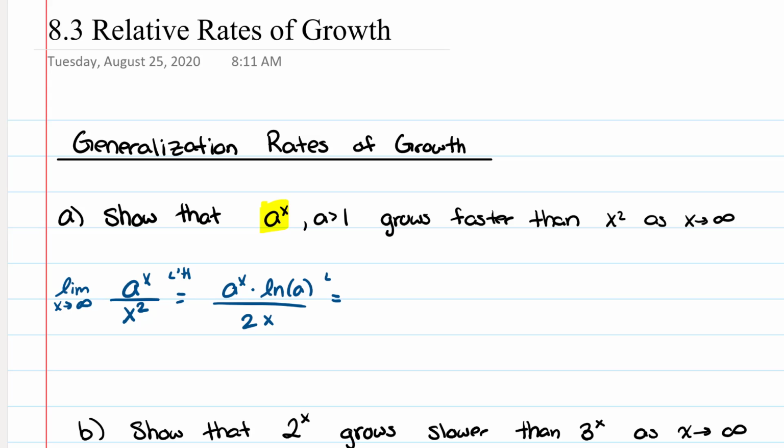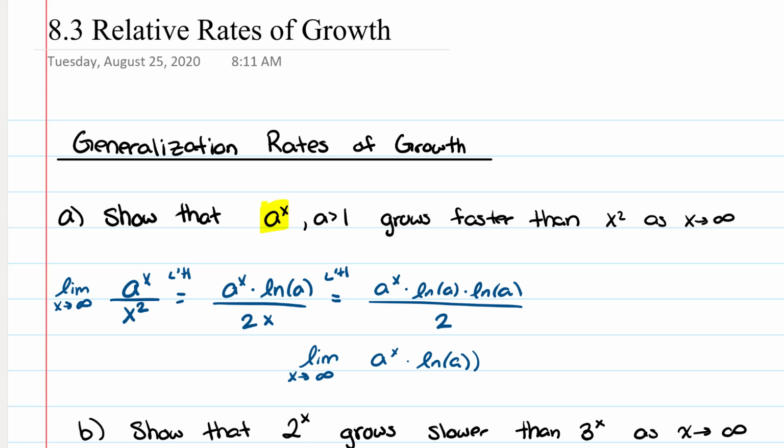So we use L'Hopital's rule yet again, and I get a to the x times ln of a times ln of a divided by 2. Now keep in mind, ln of a is just a number. So I'm going to do the limit as x approaches infinity of a to the x times ln of a squared over 2. The only x I have is right here. So a to the infinity would just be infinity. So I get infinity. And that's what I wanted. I wanted to show that when I plug in infinity, I'm going to get infinity to show a to the x grows faster.